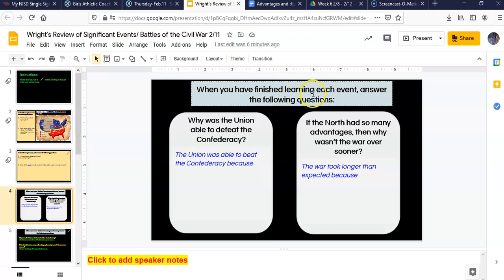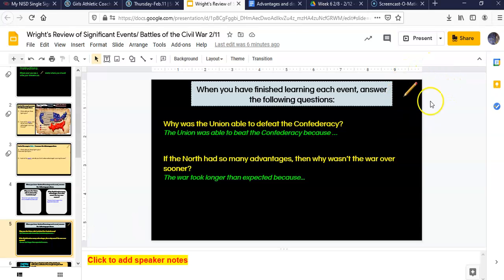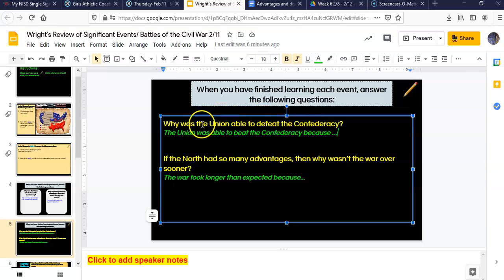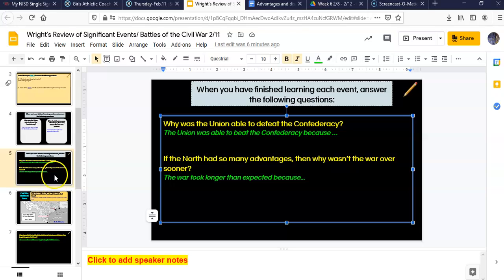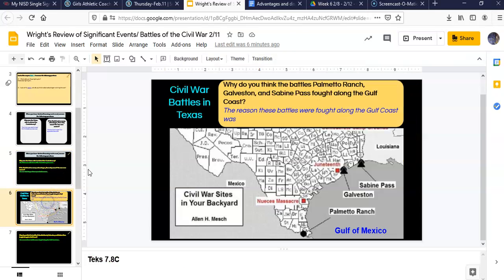It says, when you have finished learning each event, answer the following questions. Why was the Union able to defeat the Confederacy? And if the North had so many advantages, then why wasn't the war over sooner? I click on my next slide where I see my pencil icon, and I can finish filling out my sentence starters. The Union was able to beat the Confederacy because, and the war took longer than expected because. After I'm done, I move on to my next slide.